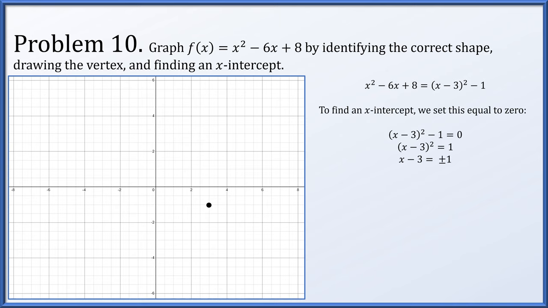X minus 3 is plus or minus 1, in which case either x is 4 or x is 2. There are, in fact, two x-intercepts. So x is 4 and x is 2 are our two x-intercepts. For some reason, the instruction said find an x-intercept. You end up finding both anyway, regardless of how you're going to do this. So there they are, (2, 0) and (4, 0).